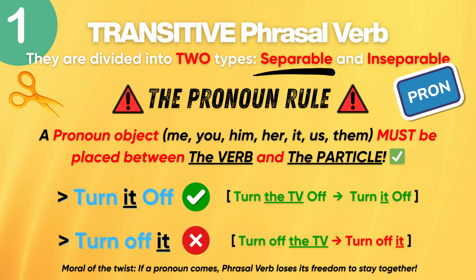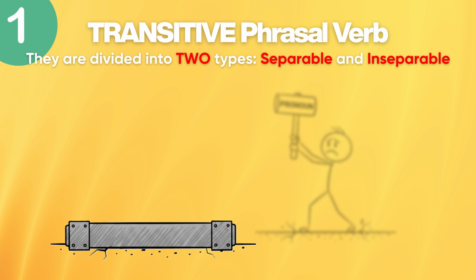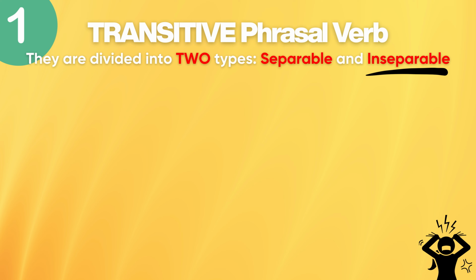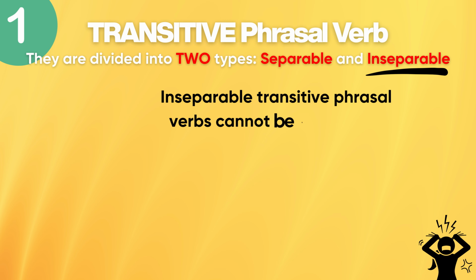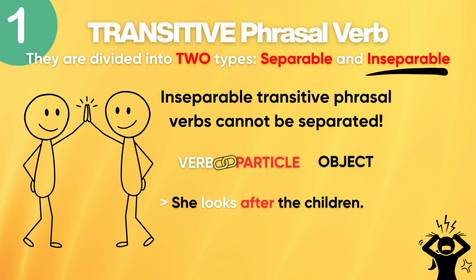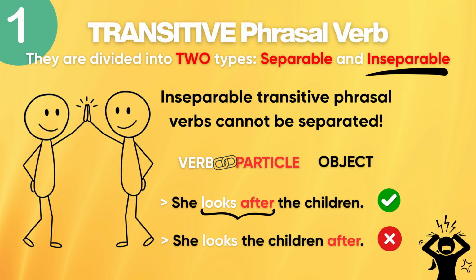Here's the cool part. Inseparable phrasal verbs can't be split, not even by pronouns. Examples are coming in the next video. Now meet them, inseparable phrasal verbs. These phrasal verbs cannot be separated. The verb and particle must stick together, and the object follows them. She looks after the children. Here, the verb looks and the particle after function together as a single unit and making sense. Now, if you separate them and say, she looks the children after, it makes no sense.